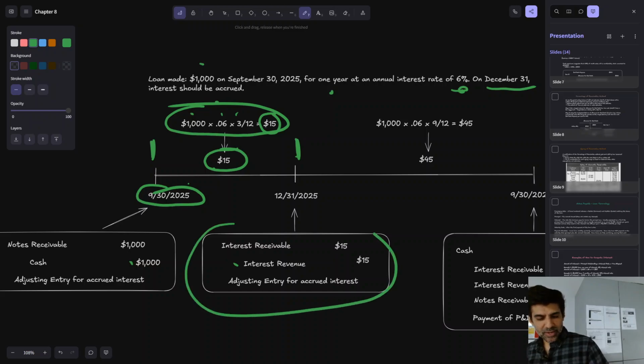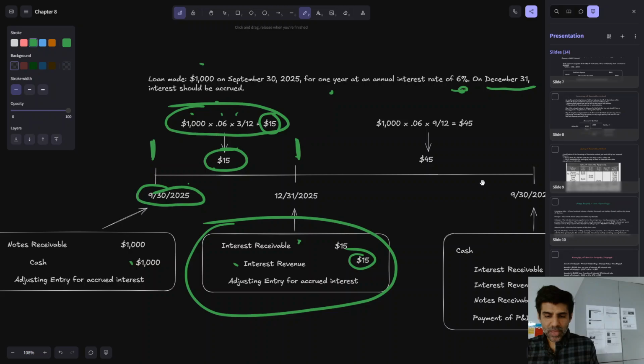We then do our adjusting entry, right? Interest receivable, because again, the payment is only once in a year. It's going to happen after a year, but until then we're going to have this receivable, and we're going to record this revenue. That's the whole point of the adjusting entry, to make sure that $15 of this revenue is included in my income statement.